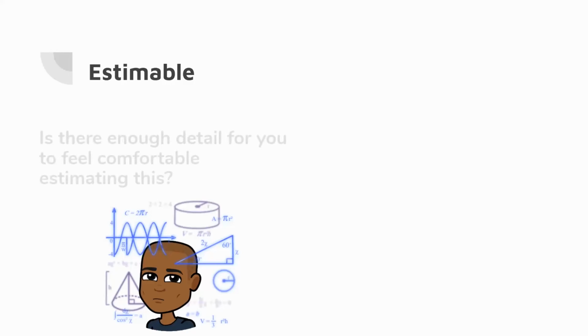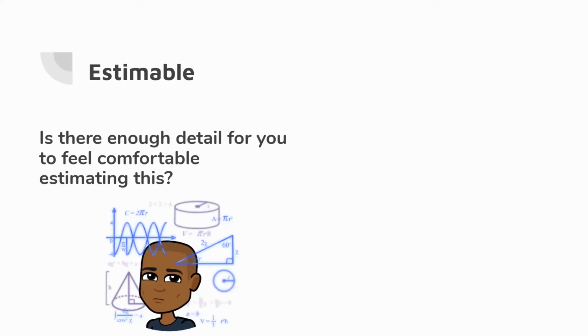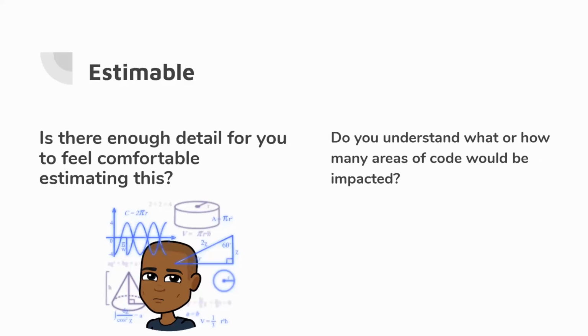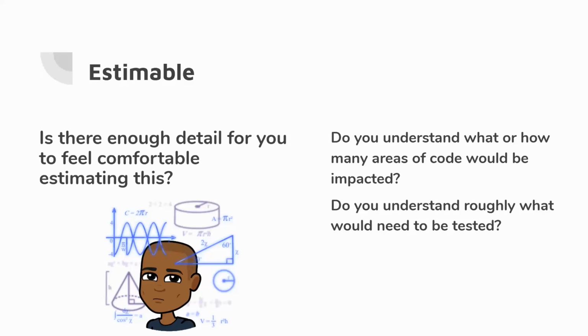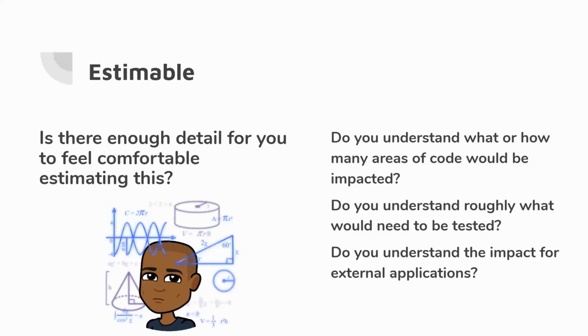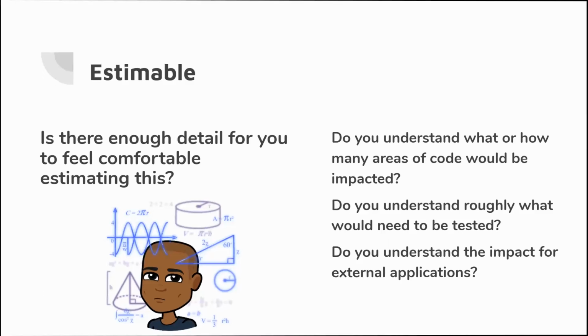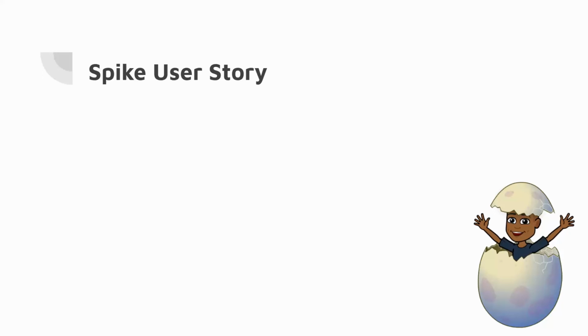Estimable. Is there enough detail for you to feel comfortable estimating this? So this is kind of the balance between negotiable to say, even though you want it to be negotiable, you still want to be able to understand how many areas of the code that this user story might impact. Understand roughly what needs to be tested, and to understand the impact for external applications. Without having all of these things, you might not understand how complex or simple a user story really is, and therefore you can't really accurately estimate it relative to other things because you actually have no idea what you're doing essentially.